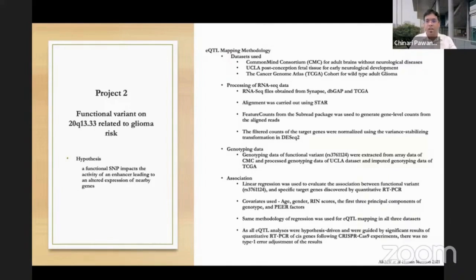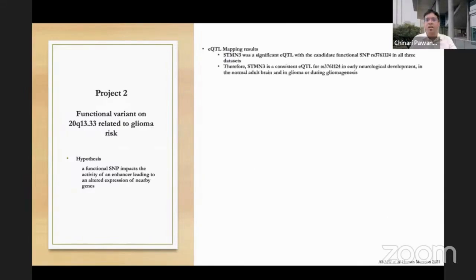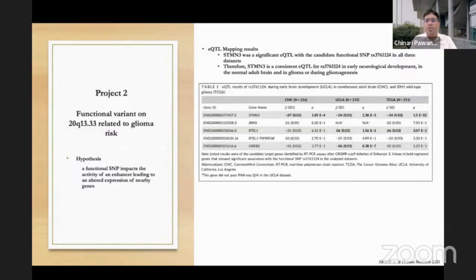All the QTL analyses were hypothesis driven, so we did not do type 1 error adjustment. The mapping results showed that STMN3 was a significant eQTL, and it was consistent across different stages: adult, early fetal brain, as well as the wild type. And these are all the results that we showed. If you see, STMN3 was consistently significant in all the 3 data sets. And then we did further co-localization analysis to provide additional supporting data that this particular SNP is likely responsible for signals in both GWAS.